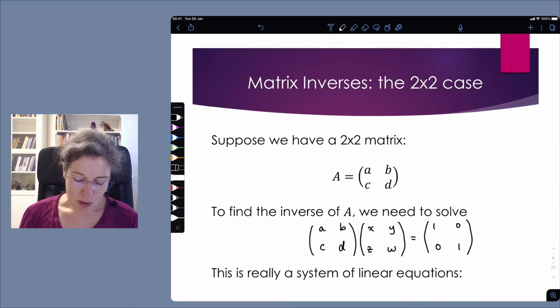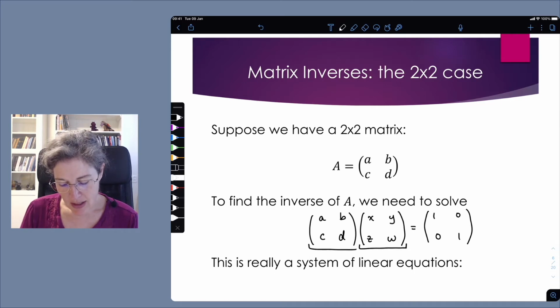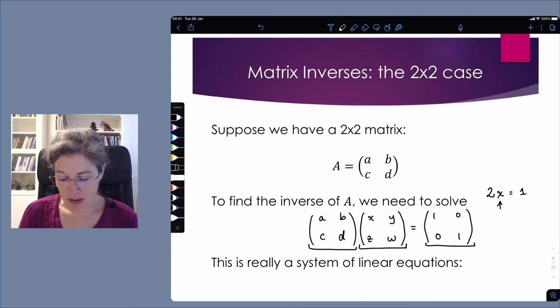Okay, so suppose we have some 2 by 2 matrix, A, which has entries A, B, C, D, and we'd like to find the inverse. What does that mean? Well, it means that we want to find a matrix, in this case, X, Y, Z, W, which when we multiply A, B, C, D by, gives us the identity matrix. So this is the same as saying if we've got 2x is equal to 1, what we want to do is find this x so that when we multiply 2 by it, we get 1, in which case this x is equal to a half.